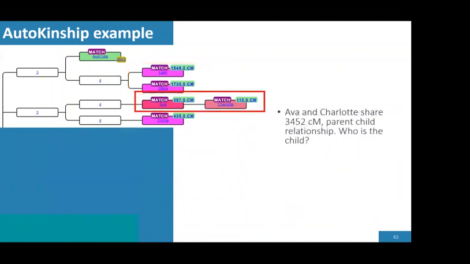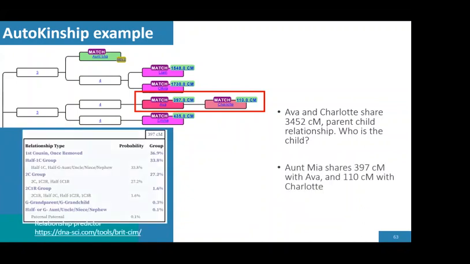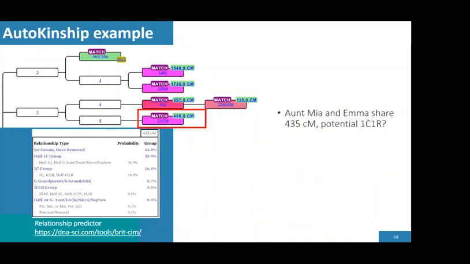Eva and Charlotte share 3,452 centimorgans, so an obvious parent-child relationship. But who is the child? Aunt Mia shares almost 400 centimorgans with Eva and 110 centimorgans with Charlotte. Eva is therefore most likely the parent, placed as a first cousin once removed in this chart. Last, Aunt Mia and Emma share a considerable 435 centimorgans, which could very well be a potential first cousin once removed. Still, a second cousin is also an option.